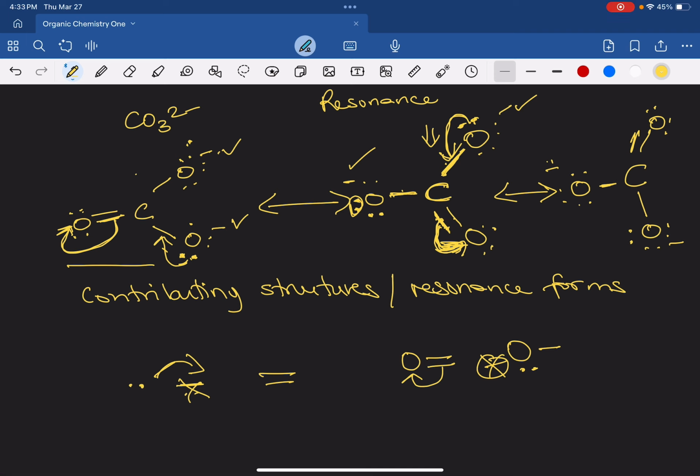Just remember, you can move a lone pair of electrons from an atom onto an adjacent bond, and you can move 2 electrons from a bond onto an adjacent atom. You have to pay attention to what makes sense. If I'm putting a bond here, it's going to be on the carbon and it's going to be 5, so I need to remove 1. You couldn't move this one because you couldn't move this.